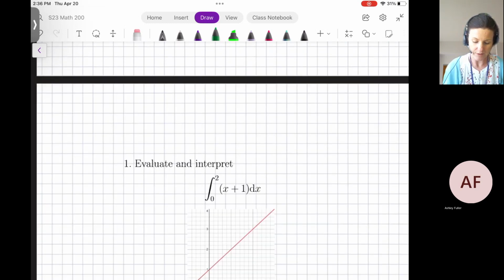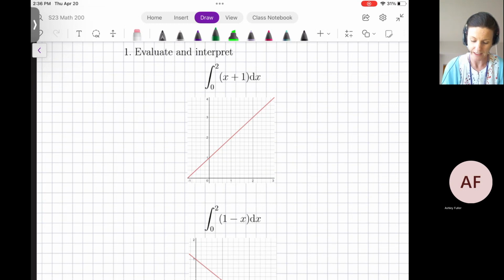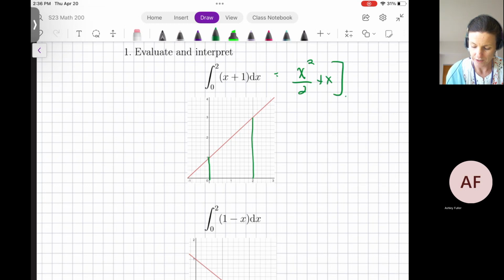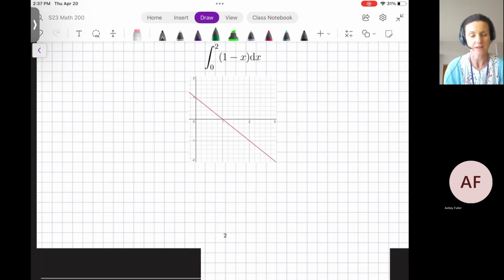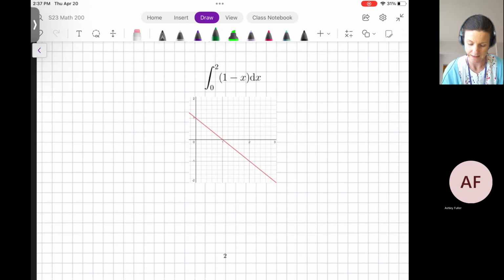So for example, if we consider this integral here, notice that we are calculating the integral between 0 and 2. This is going to remain positive for all x values. When we do the antiderivative, we get x squared over 2 plus x. We're going to calculate it from 0 to 2, resulting in 2 squared over 2 plus 2 minus 0, which gives us 4 over 2 plus 2, or a total of 4. It's a total area.